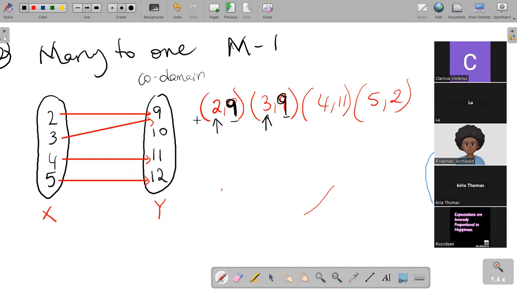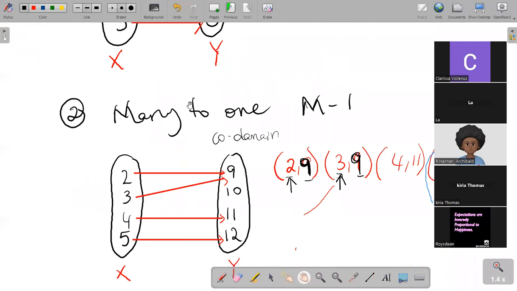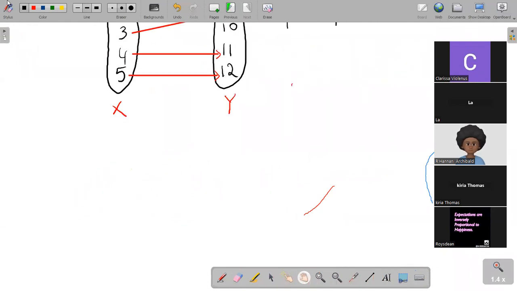So everybody okay with the many to one? So look at this. 2 and 3 both go to 9. So that's why we call it a many to one. So far, 1 to 1. Next one, many to one. What do you think the next one is? The third one. 1 to many.